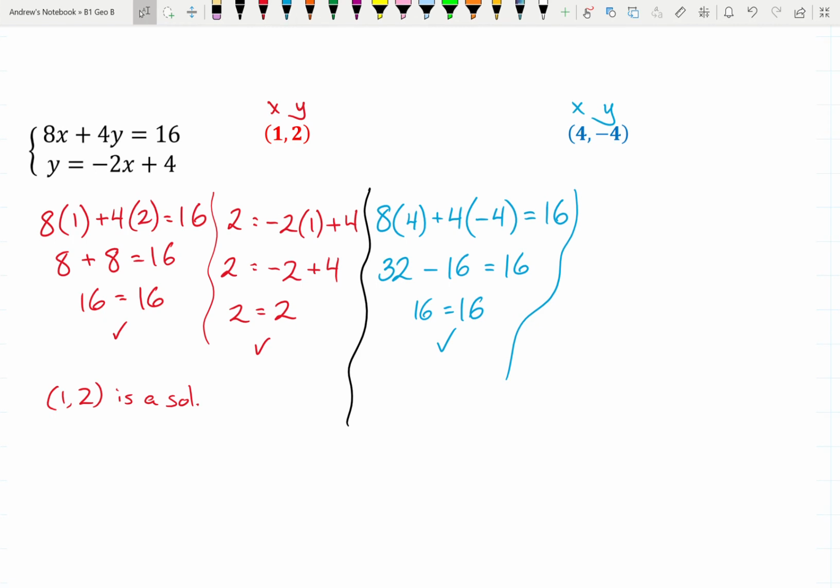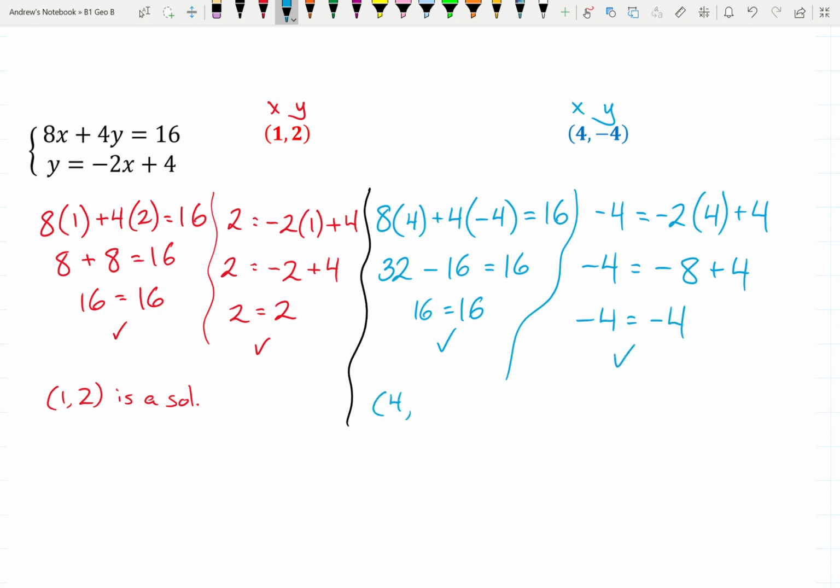Let's try it out for the last little bit we got here. This is y, which was negative 4, equals negative 2 times the x, which was positive 4, and then plus 4. This is negative 4 equals negative 8 plus 4. So we'll have negative 4 all around. That means that (4, negative 4) is also a solution.